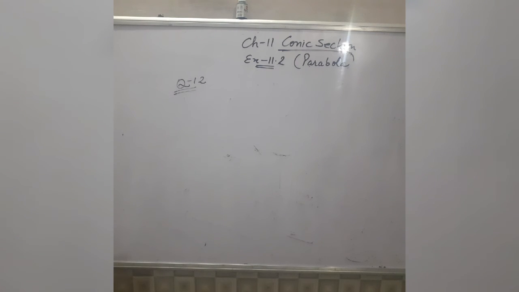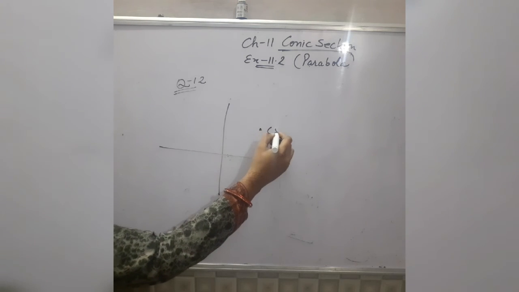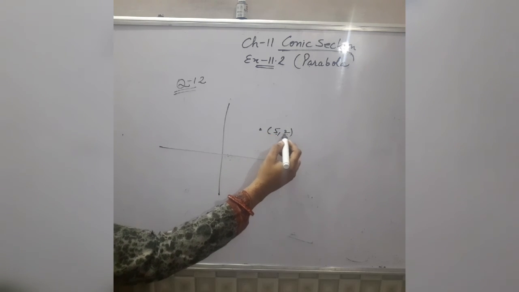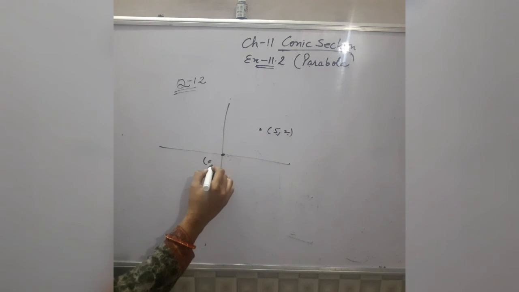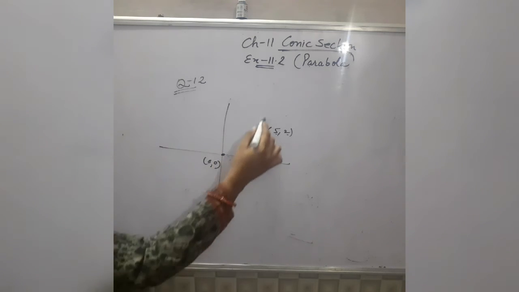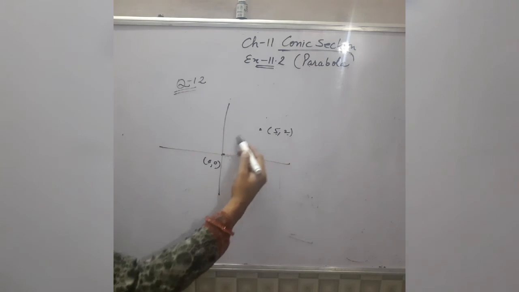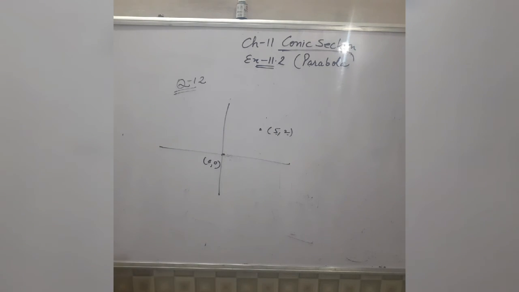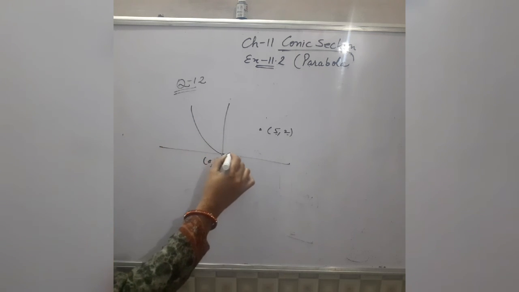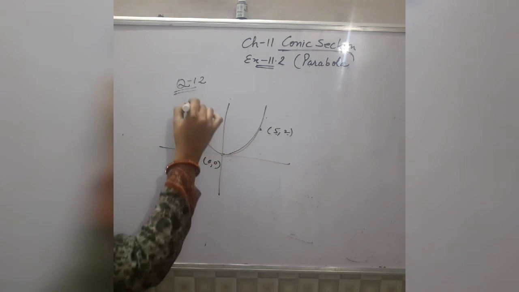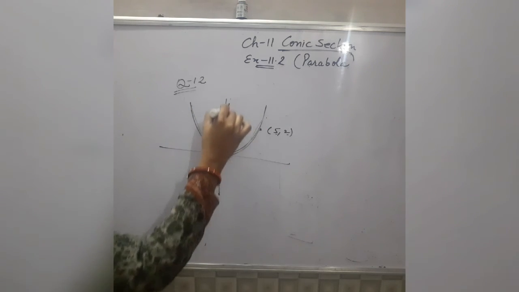The vertex is given to you. Again, one point of the parabola is given, but now the parabola is symmetric with respect to the y-axis. The parabola passes through the point (5, 2). This point also lies in the first quadrant because x and y both are positive. The vertex is (0, 0). Again, two conditions are possible: one is an upward parabola, second is a right-handed parabola. But now the axis of the parabola is the y-axis. That's why we will take an upward parabola, because in the case of an upward parabola the axis will be the y-axis.